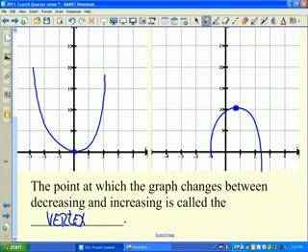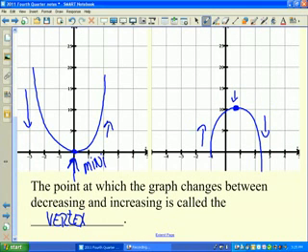As you can see, for the first one, on the left, it was going down, and then it reached a certain point where it stopped, and then it continued upward. For the other one, it was heading upward, it reached a plateau at my vertex, and then all of a sudden it was heading downward. It's a point where it basically changes position. Since this vertex is at the lowest point, that's called my minimum. And since this vertex is the highest point, that's called my maximum.